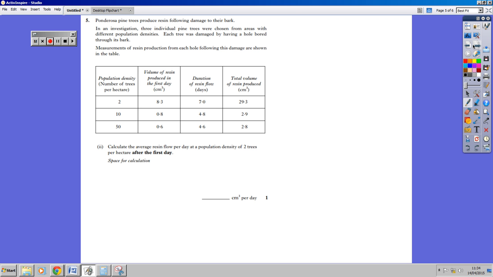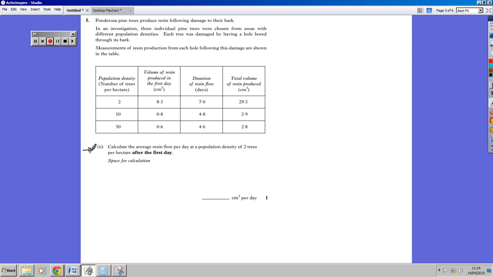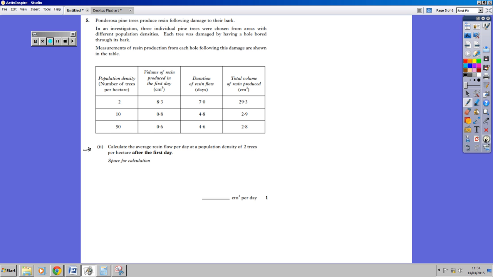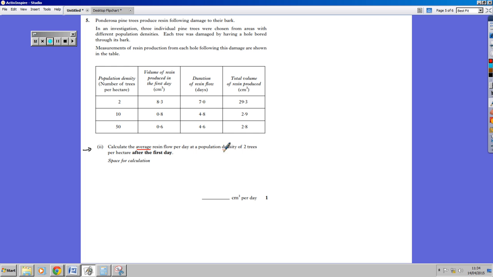And the question we're looking at says calculate the average resin flow per day at a population density of 2 trees per hectare after the first day. So, as we go through the question again, what's the important information? Well, we're calculating an average per day and a density of 2 trees. So, the only information we need in this table is from here. We're only looking at 2 trees, we're not looking at 10 trees or 50 trees. And it says per hectare after the first day.